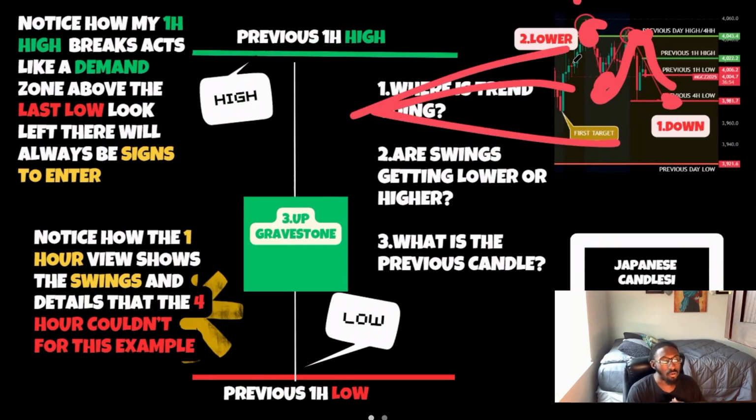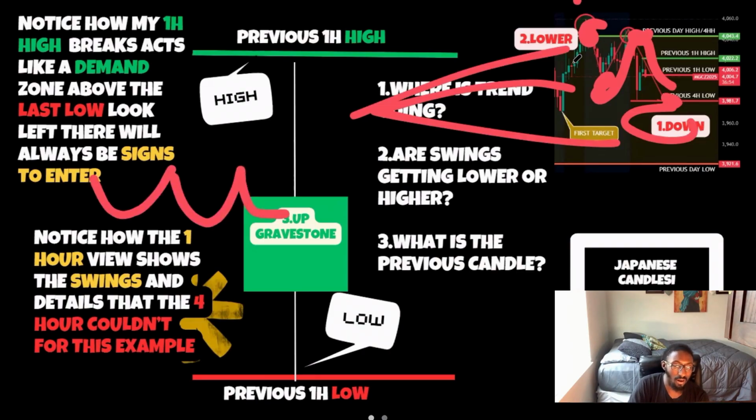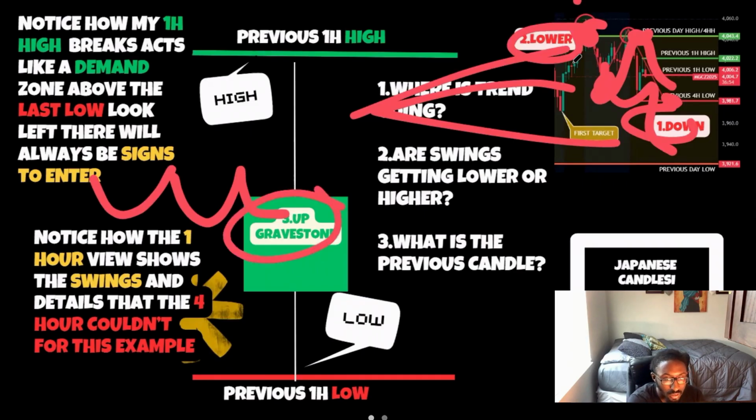Notice how the 1 hour view shows the swings and the details that the 4 hour couldn't for this example. So number 1, where is the trend going, right? Where's trend swing and going down, right? Are the swings getting lower or higher? This is a swing, right? They're getting lower and lower and lower, right? That's 2. What is the previous candle?